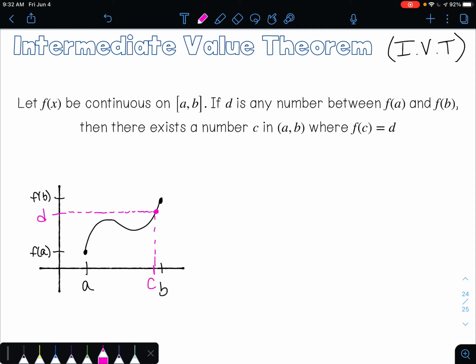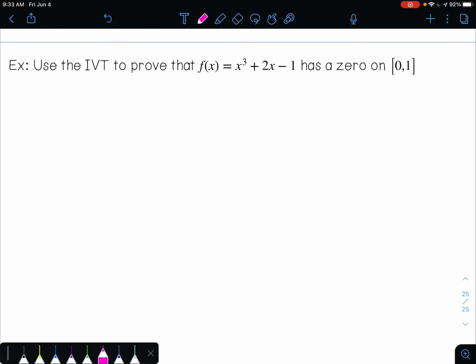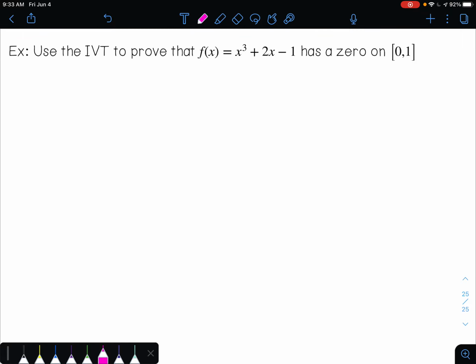So if we trace over from d, it traces back down and we land back inside of our interval between a and b. So all it's saying for the intermediate value theorem is basically that it hits every y value between f of a and f of b. So if you pick any y value between f of a and f of b, there's at least one point in the interval where there's an x value that gives you back that y value. There's at least one point in that interval where the function equals that value. That's all it's kind of saying.